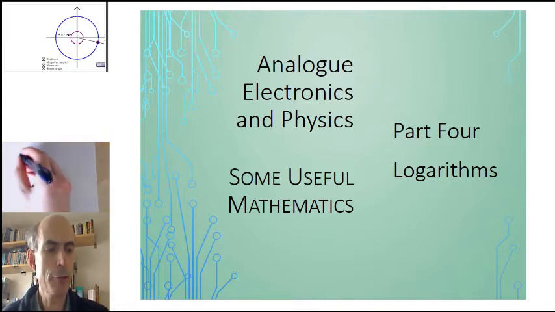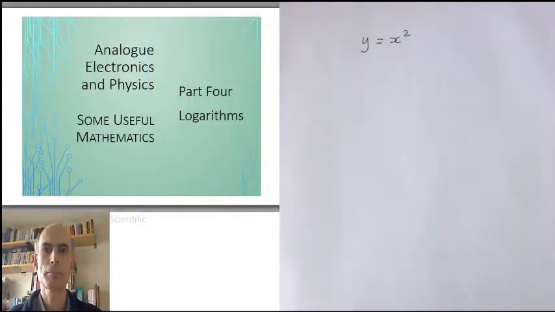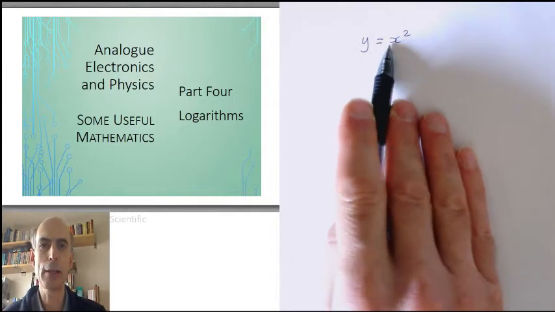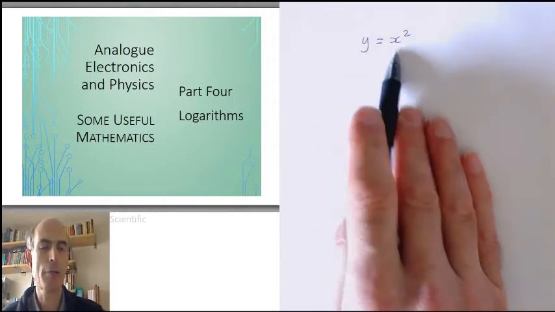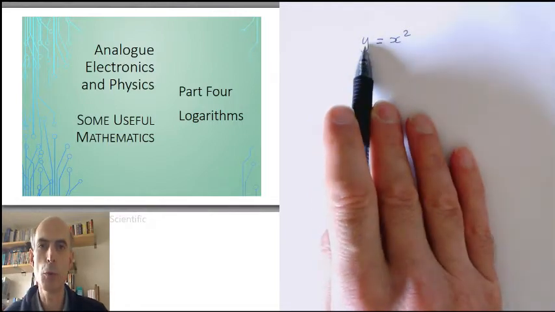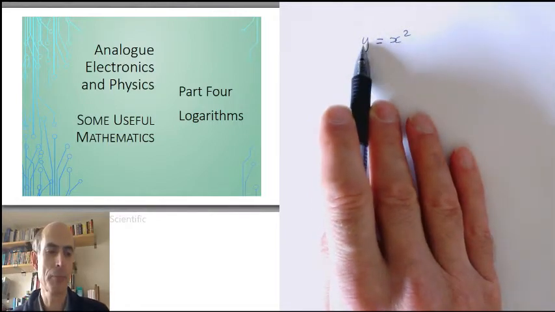Supposing I have something like y equals x squared. It's a function of x. I put in a value of x and I'll get out a value y. If x was 3, y would be 9. If x was 4, y would be 16, and so on.